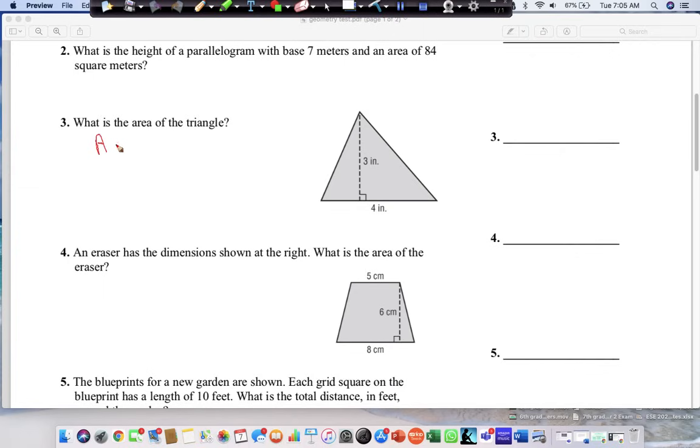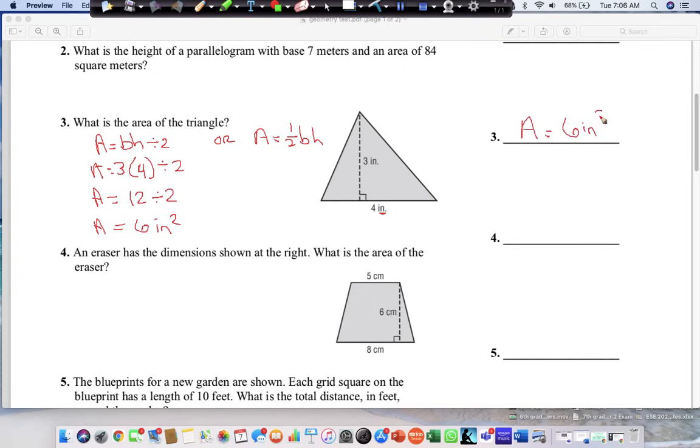Next, we have a triangle. For the area formula of a triangle, it's base times height divided by 2, or you could write area equals 1/2 base times height. It depends on if you like working with fractions or not. I prefer to divide by 2 in the end, but that's just personal preference. Either way, we'll get you the right answer, though. So we've got 3 times 4, and then we're going to divide by 2. So 3 times 4 gives us 12, and then 12 divided by 2 gives us 6. Remember, this needs to still be in inches squared. We see that it is inches over here, and area is always squared. So area equals 6 inches squared.